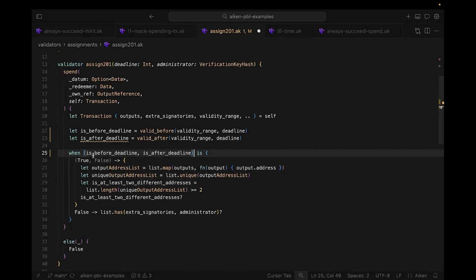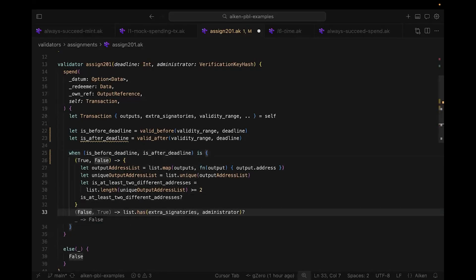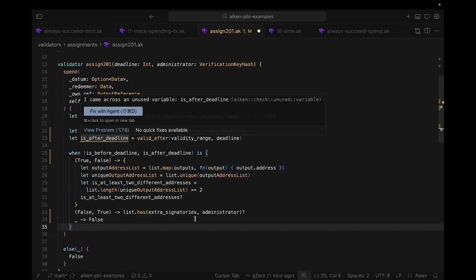So here I will put true false, and this will be false true, and everything else is false. I think this covers all three of the cases. Oh, yeah, look at that.